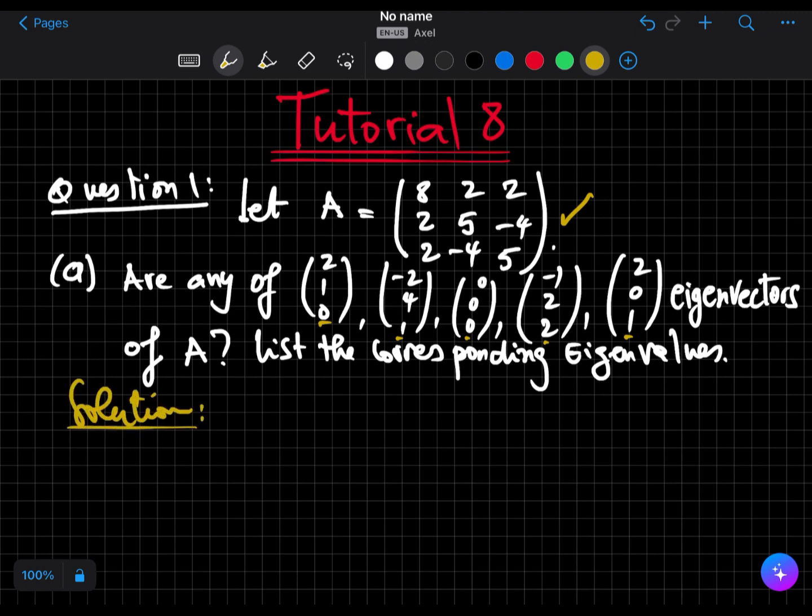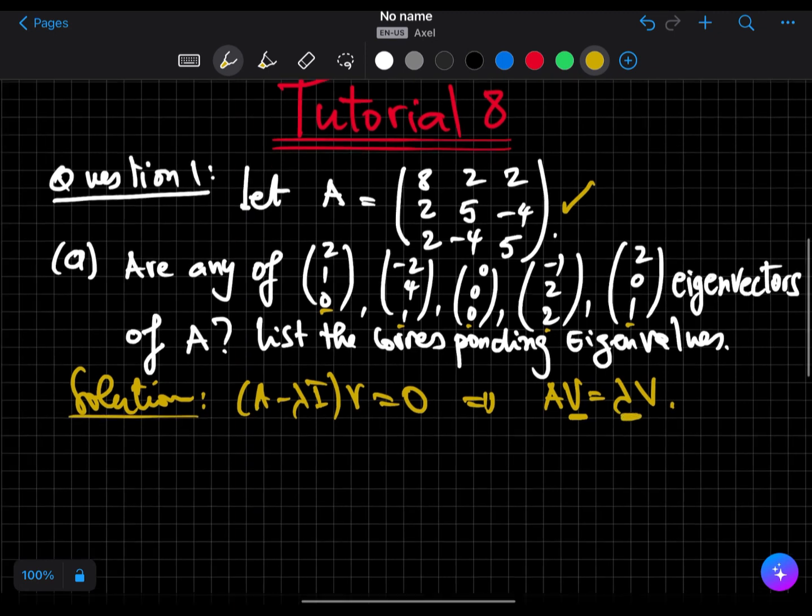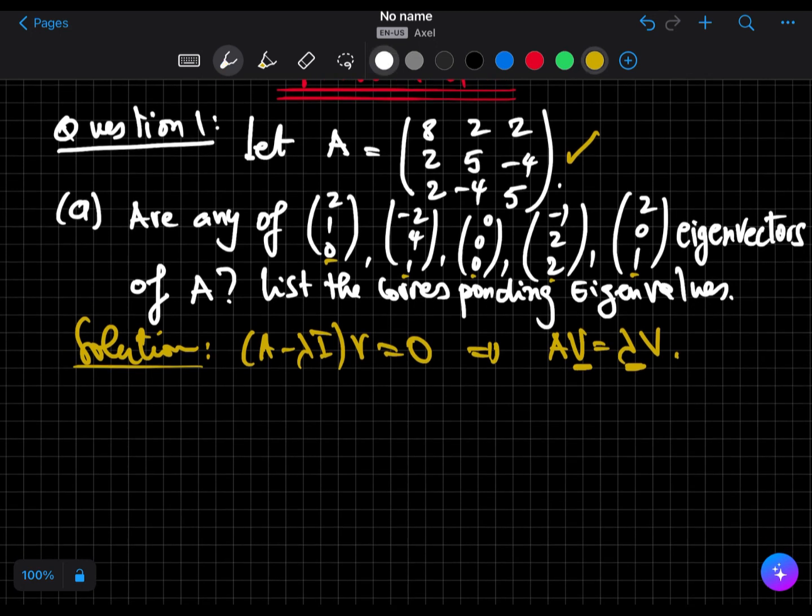to check the eigenvectors of a matrix for special eigenvalues, we need to solve the equation (A minus lambda I)V equals 0, right? And this is equivalent to solving AV equals lambda V. That is, V is the eigenvector for the special eigenvalue, right? Now, in our case, we have to check.